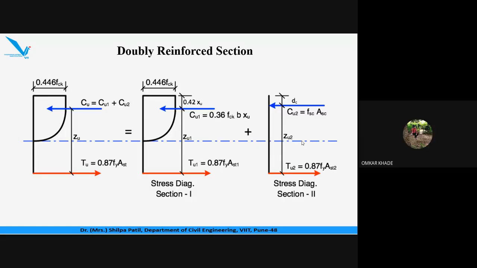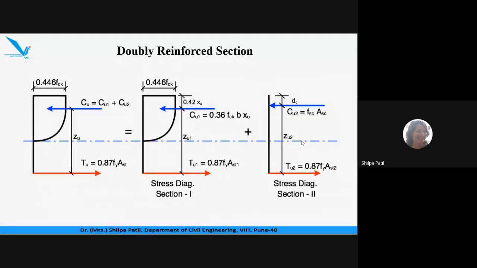Shouldn't that be fsc instead of... can we write 0.87 fy? No, because 0.87 fy is the design tensile stress, and that is developed under tension. Now, the fsc value, its maximum value is limited to 0.87 fy. As per the assumption, the stress developed in the compression steel is considered the same as that of the tension steel. That is our assumption.